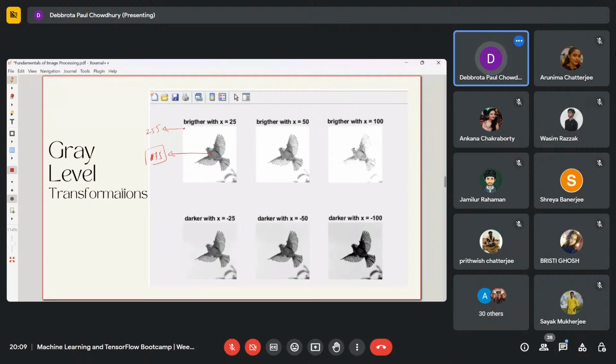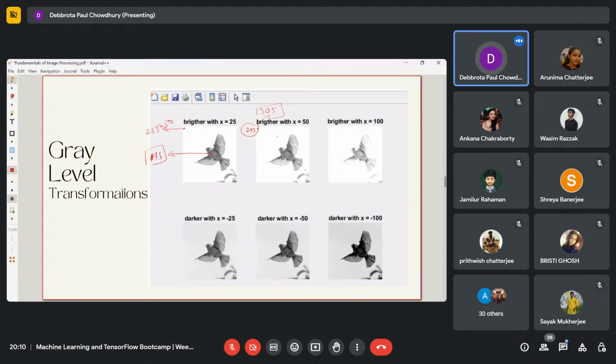So let's say I add an extra 50 intensity value to each pixel. Now this pixel will be plus 50. Then what will be the value of this one? If you go by maths, this will be 305. But the highest value can be 255. So this value will be only 255. We cannot write 305.